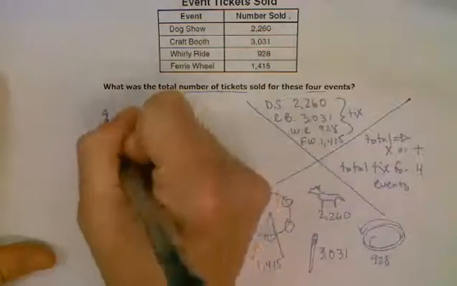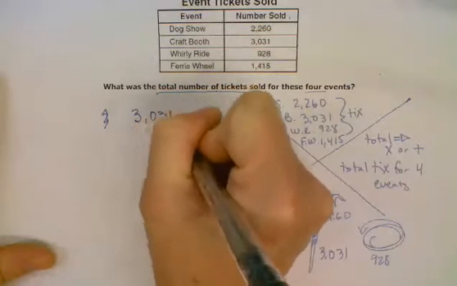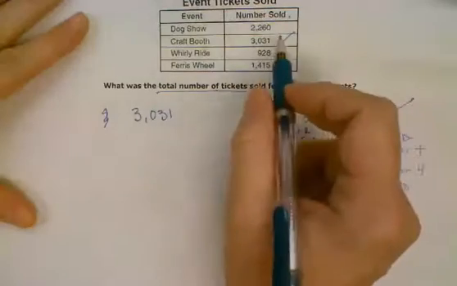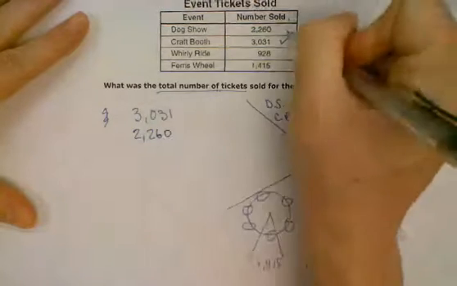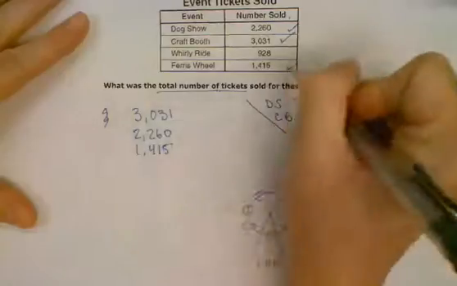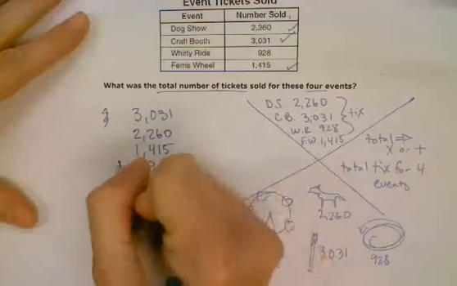So maybe I'll arrange them least to greatest, or greatest to least. Craft booth 3,031. I'm going to check that off up here to make sure I get every single number. Dog show 2,260. Ferris wheel 1,415. Whirly ride 928. I'm going to add them all.